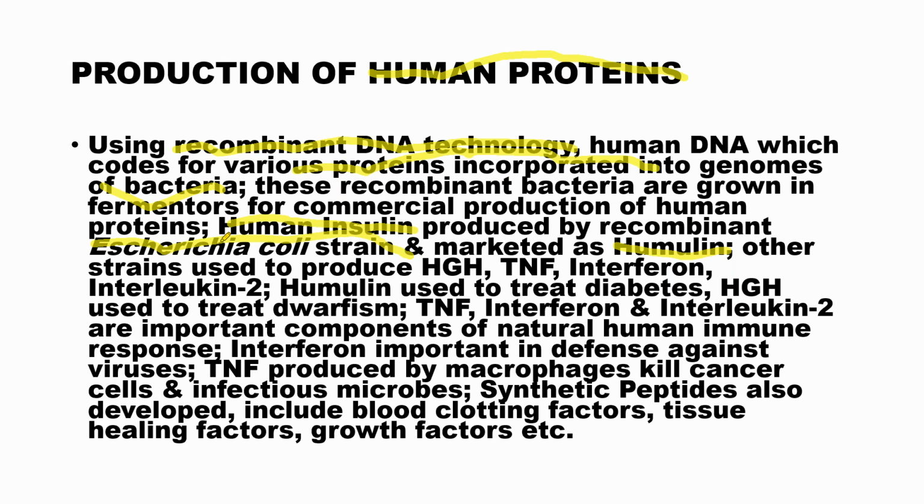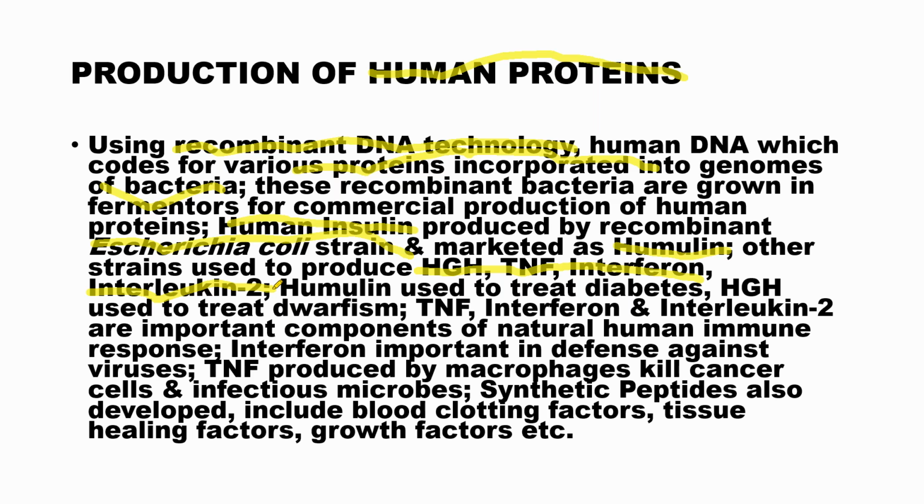Fine. Now, other strains are used to produce HGH. What is HGH? Human growth hormone, TNF, tumor necrosis factor, interferon, then interleukin 2. So, these are all examples of human proteins produced by bacteria. What are they? Examples are human insulin, HGH, human growth hormone, TNF, tumor necrosis factor, interferon, and interleukin 2.